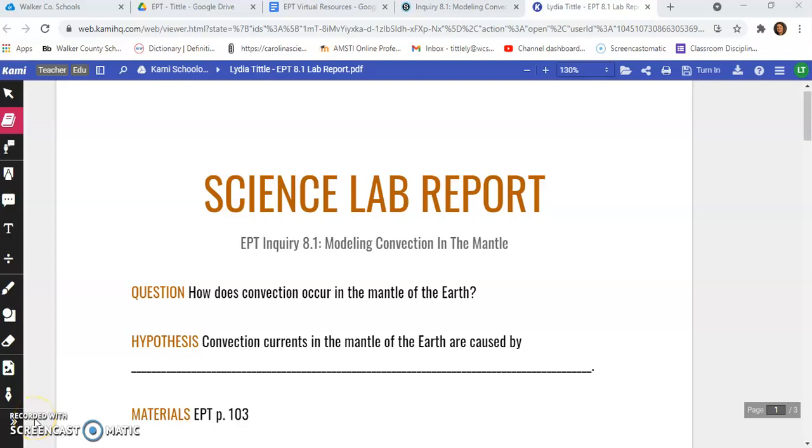Hello students, today we're going to be doing Inquiry 8.1. We are going to be modeling convection in the mantle. Yesterday you should have done the initial reading and so forth about convection. And if you remember, convection is basically where heat rises and cool sinks.